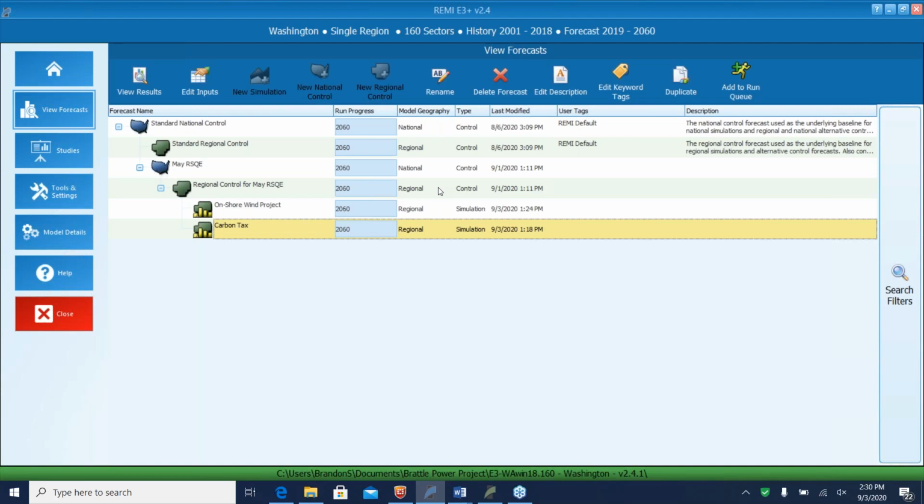So I'm going to discuss the REMI E3 model briefly. I want to make sure we have enough time for questions. So two of the demonstrations that I put together, one addresses infrastructure investment specifically, and another addresses policy changes that could be made at the state or federal level.